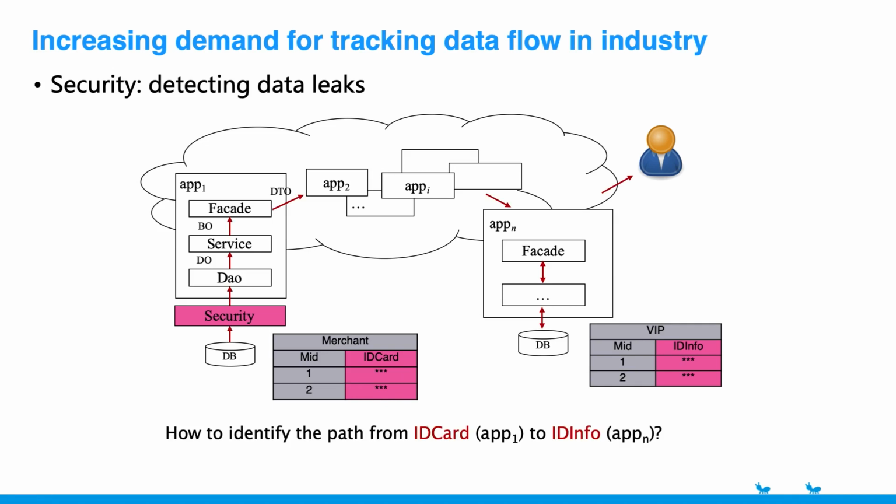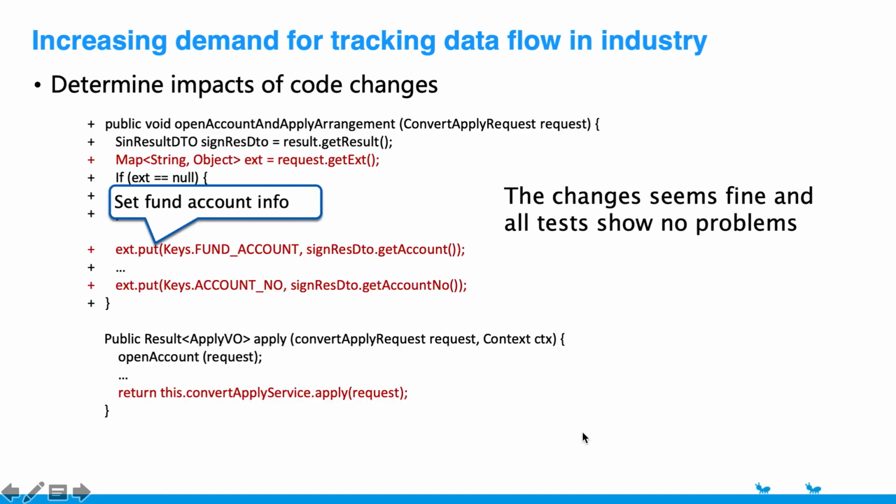Here, the data in app 1 is passed to app 2, further reaches app n, is saved as the ID info column, and finally is shown to users. So a problem is how to identify this long data bus.